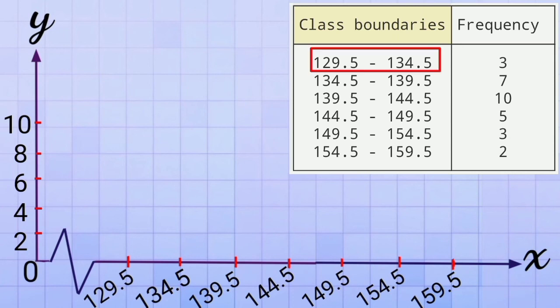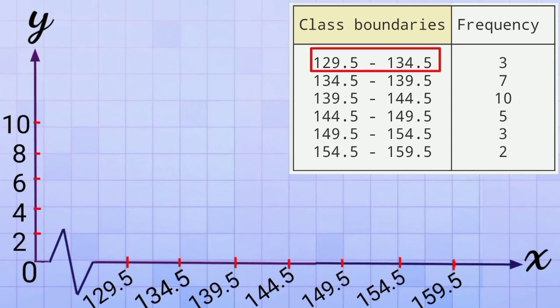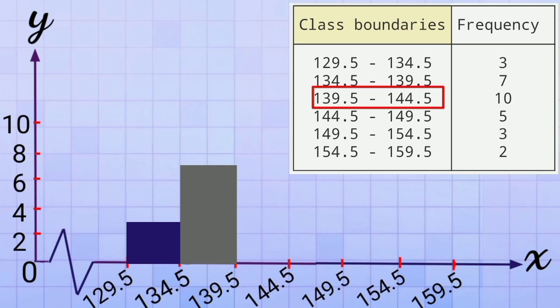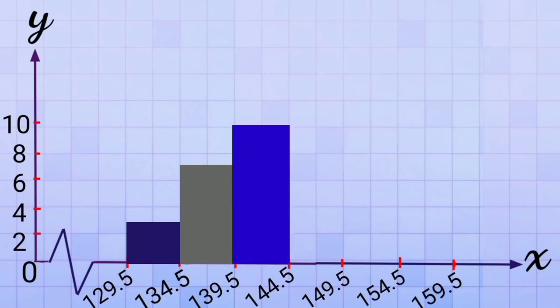Class boundary 129.5 to 134.5. Here I have marked everything. How many students are there? 3. Straight to 3, draw this bar. Again 134.5 to 139.5, how many students? 7 students. Straight to 7 put the line and draw the bar. Same like that it continues. 139.5 to 144.5, there are 10 students. Straight to 10 put a line. Draw the bars without any gap. So you will get the histogram like this.